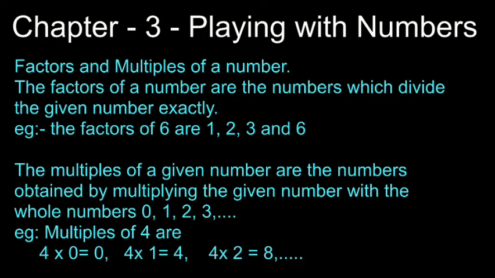So we can say that for every number 0 is a multiple, but that is just for a theoretical purpose, and we consider the smallest multiple of a number is that number itself. For example, the smallest multiple of 4 is 4 itself, and all other multiples of 4 are greater than 4.